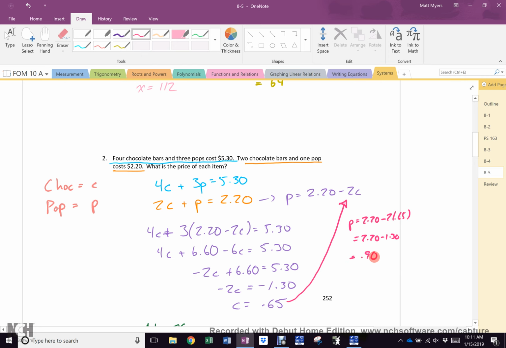65 cents. Now, the other thing my 1980s math teachers would do is if you didn't write a sentence answer at the end of it, they wouldn't mark it. Right? I don't really care. But you might want to come up here and go 0.65, 0.90. And I would be more than happy.